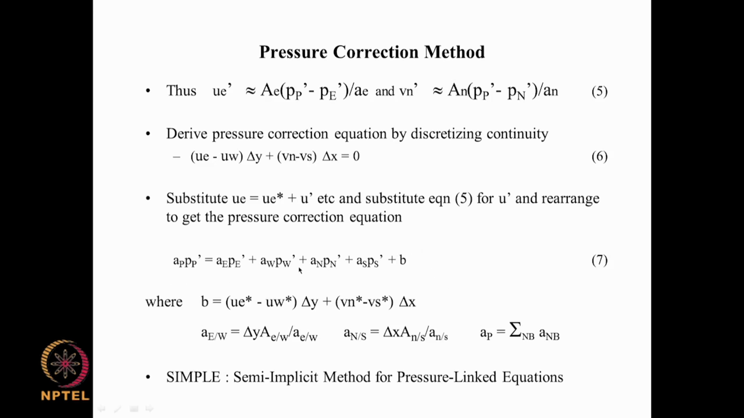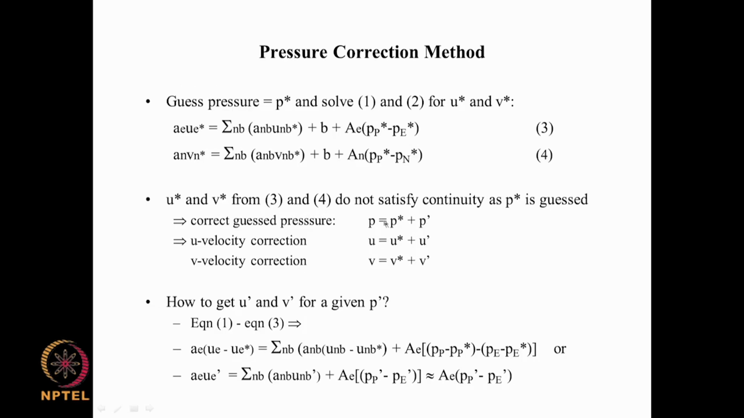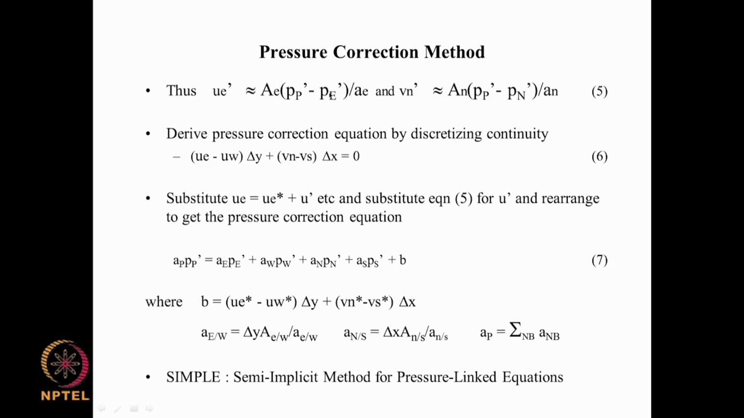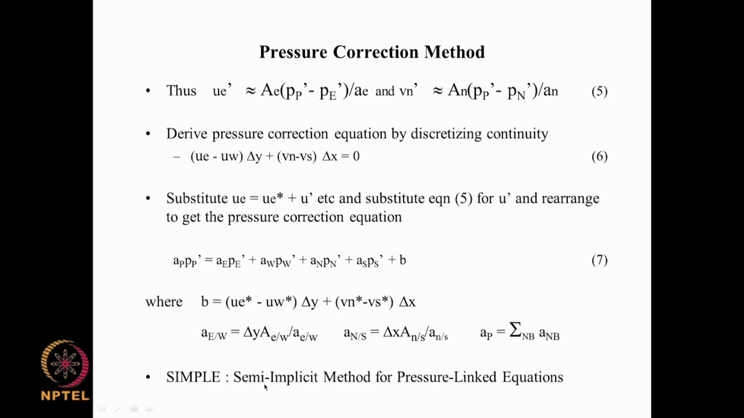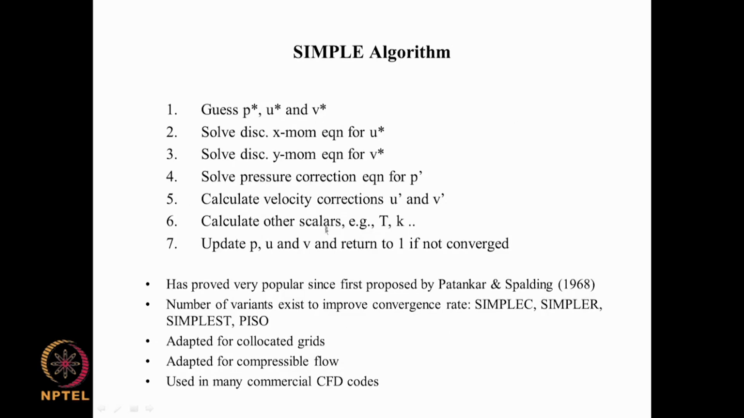So once you get the pressure correction, then you can put that here and get a new pressure, and you can also estimate the velocity correction induced by the pressure correction here, and we can get velocity corrections. So we get new u and new v. So using these new values of p, u and v, we go back to the discretized x momentum equation, and then we come here, we substitute the new values and get a new estimate for velocities, and then we keep on doing this. So this method is known as the SIMPLE method.